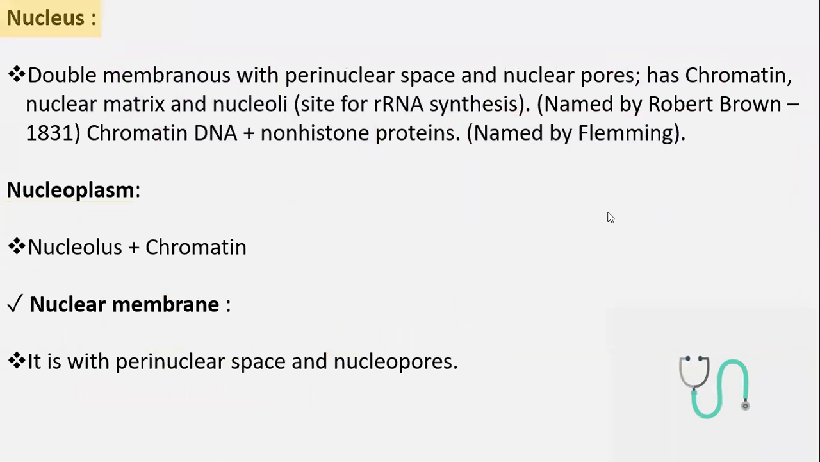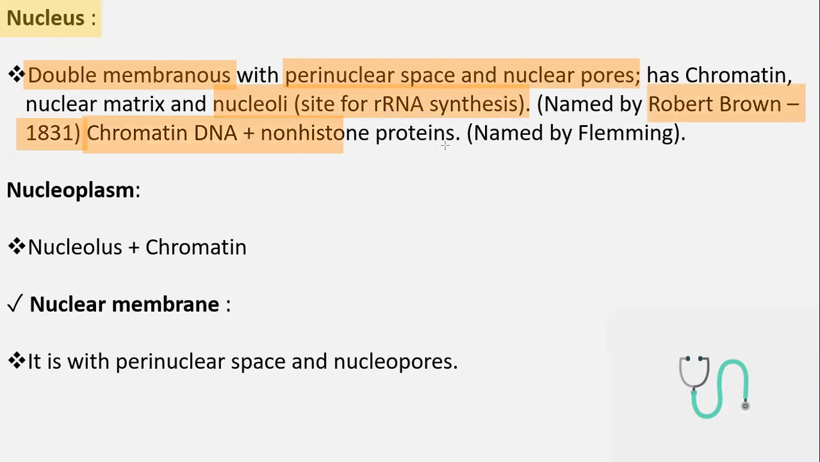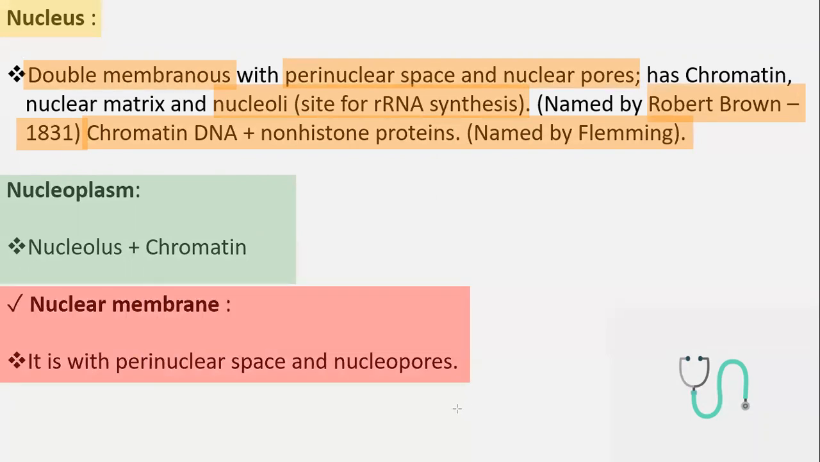Nucleus. Next structure is the nucleus. Double membranous, with perinuclear space and nuclear pores. Nucleolus is the site of rRNA synthesis. The nucleus was named after Robert Brown in the year 1831. Chromatin is material plus non-histone protein, which is named by Flemming. Nucleoplasm is nucleolus plus chromatin, and the nuclear membrane has the perinuclear space with nucleopores.